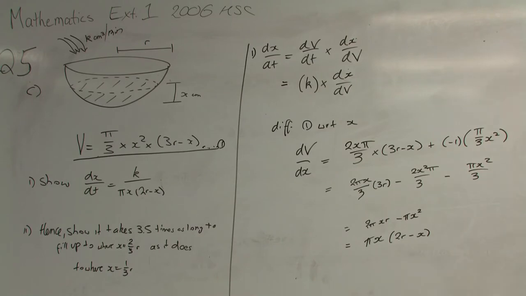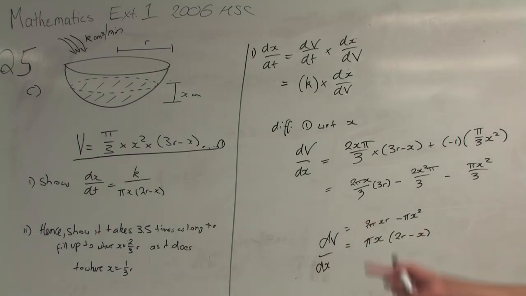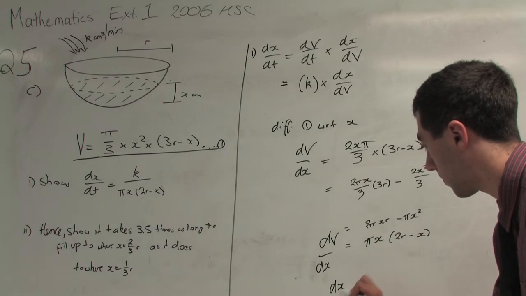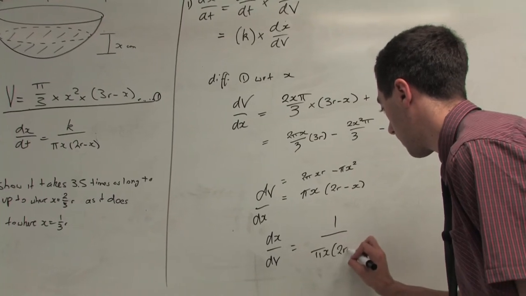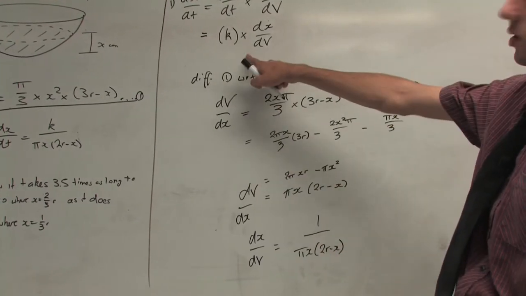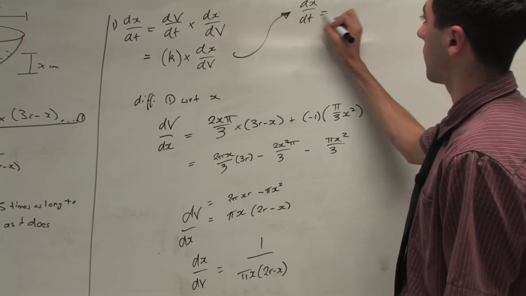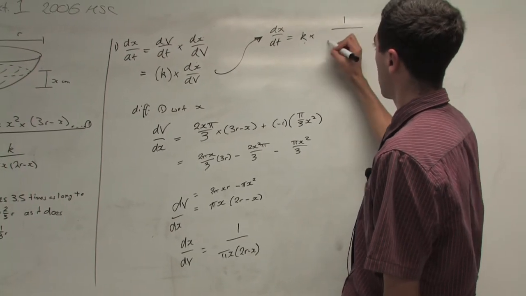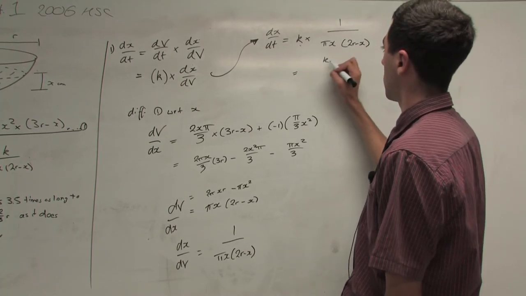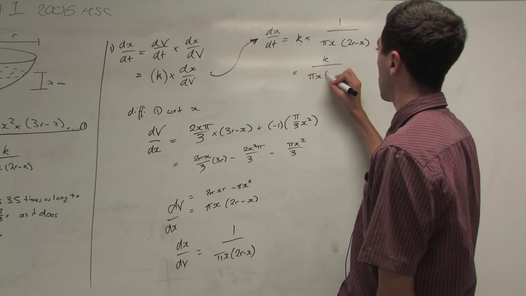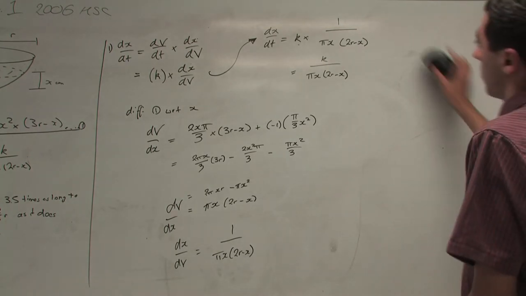So now all we have to do here is flip it, because this is dv over dx, when in fact we want dx over dv. So we'll just flip it. And now we can use that in what we did here. So that, in fact, is now equal to k over pi x times 2r minus x, which is the required result. And that's how you do part 1.